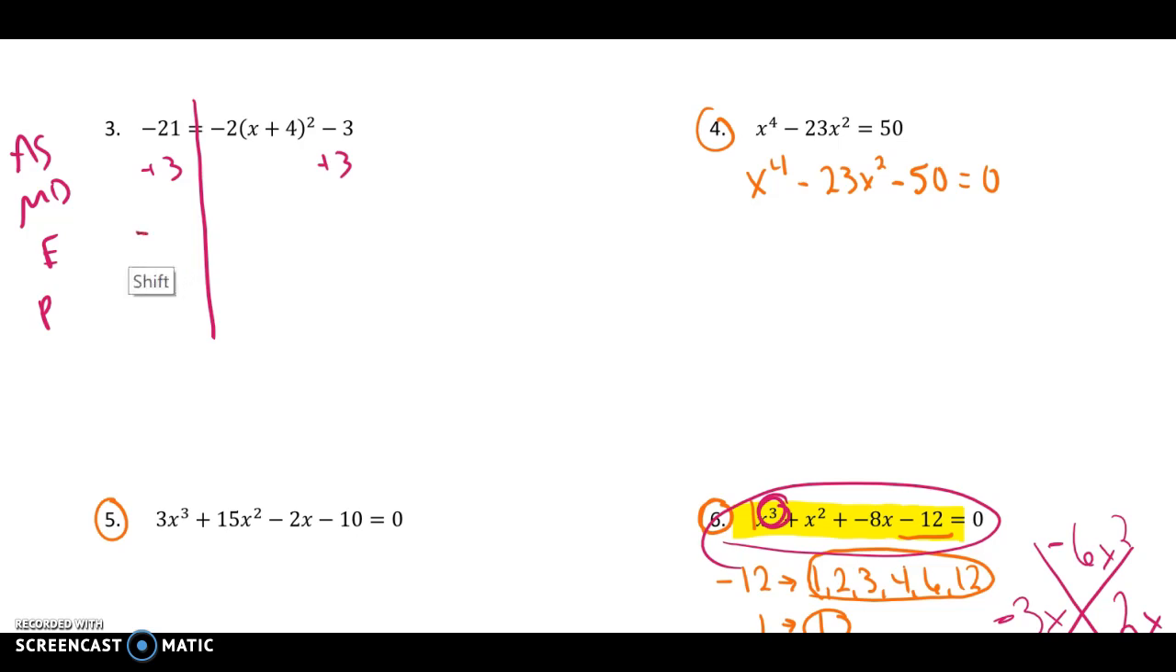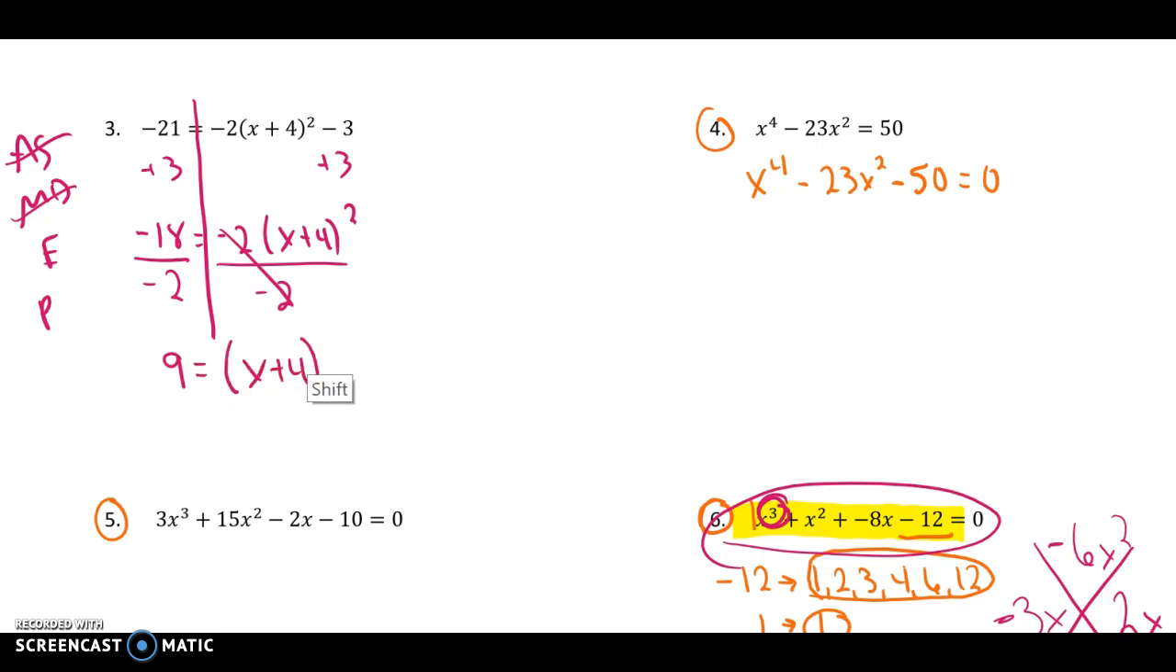On the left side, that gives me -18. On the right side, I still have all of this. So now I'm going to move my multiplication, division. That's that -2. So I'm going to divide by -2. Those cancel out. Divide by -2 here. And now I have 9. And on the right side, I still have x plus 4 squared. And now to get rid of the exponent, to undo an exponent, I'm going to square root both sides.